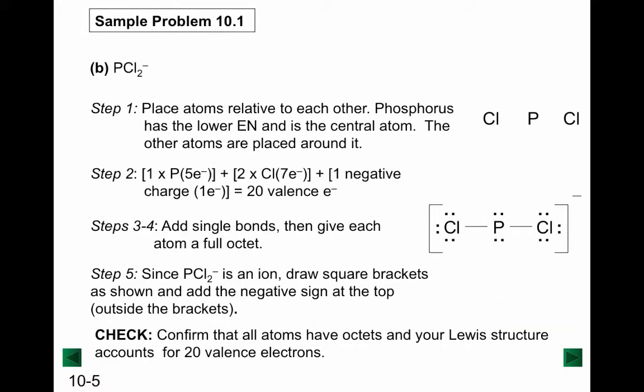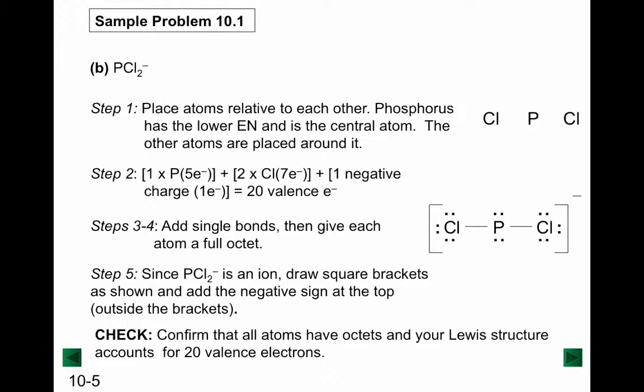Okay, so here is the solution. Hopefully your answer is very similar to the one that's shown here. I'd like to talk to you about a couple of things. Notice in step 2, when we're determining the number of valence electrons, phosphorus has 5 electrons, each chlorine has 7 electrons, and we added 1 electron for the negative charge for a total of 20 valence electrons.